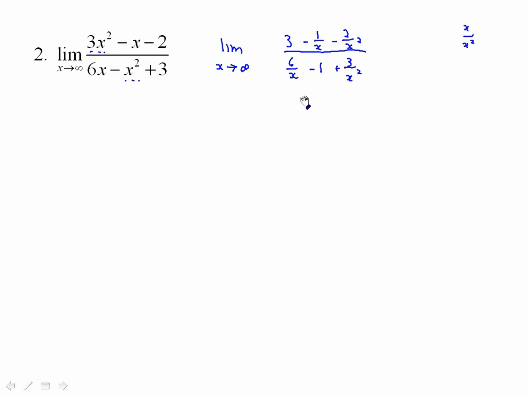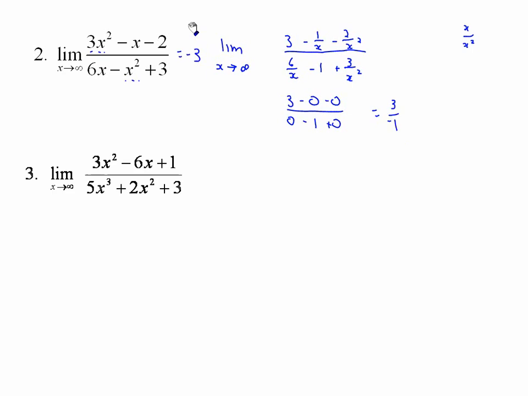And then when you take the limit, you'll have 3 minus 0 over 0 minus 1 plus 0. And that is just equal to 3 over negative 1, so that's negative 3. These types of questions on exams will be 1 mark, maybe 2 max, because if you haven't already, you'll discover some patterns that can get you the answer immediately just by inspection.